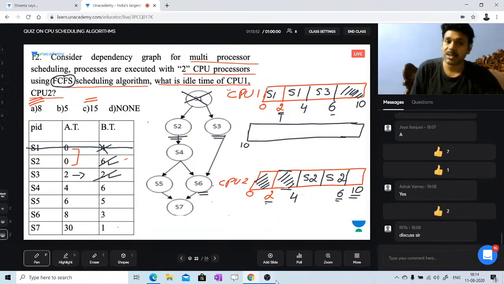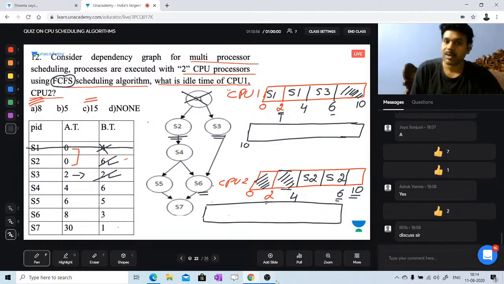So let us take the second Gantt chart here. This CPU is completely occupied with S2, therefore no idleness there. Exactly at 10, they are starting once again. So after that, what is going to happen? This has arrived and this has also arrived, because both of your arrival times are what? One is at 4 and one is at 6.